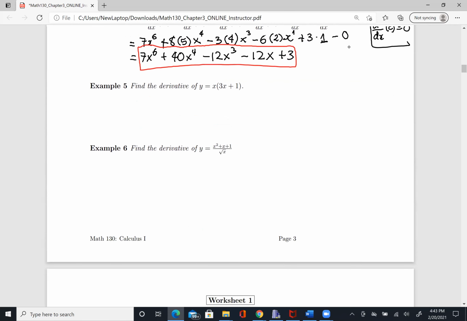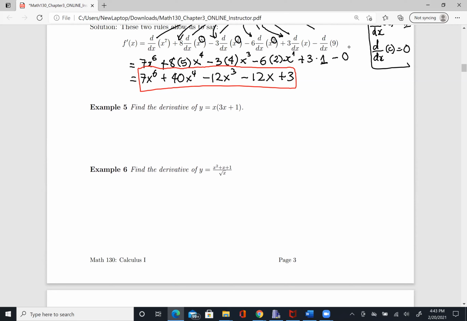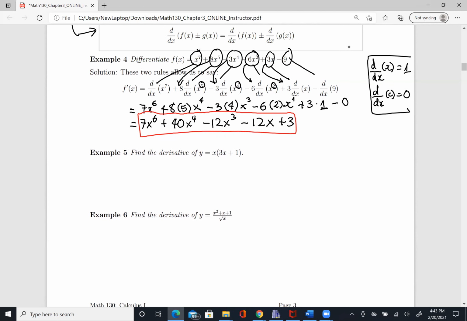Okay, now let's move to example number 5. What happens if you see something like this? y equal to x times (3x plus 1). Can you apply the power rule here?